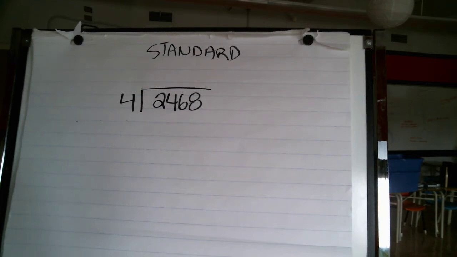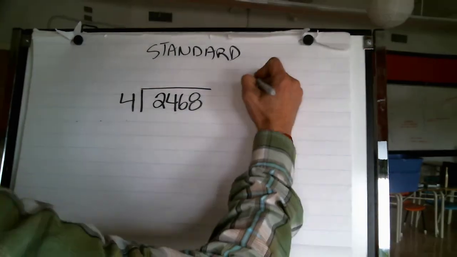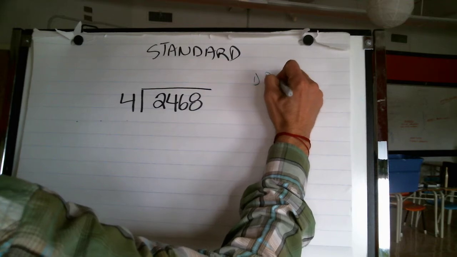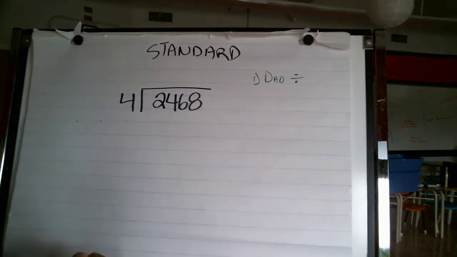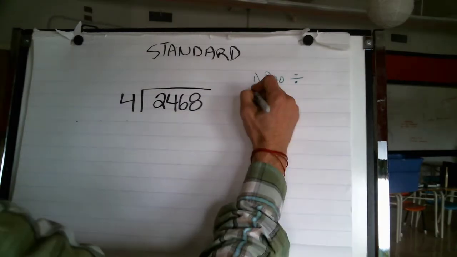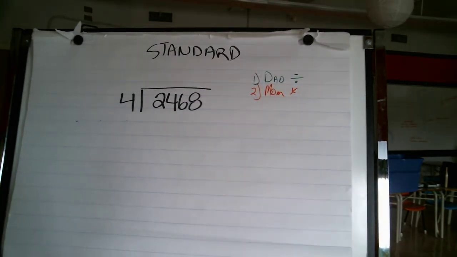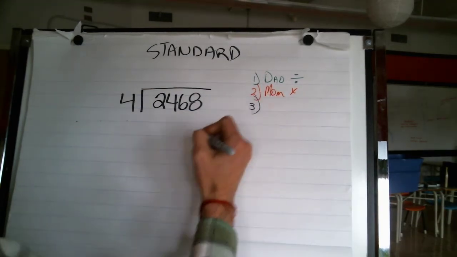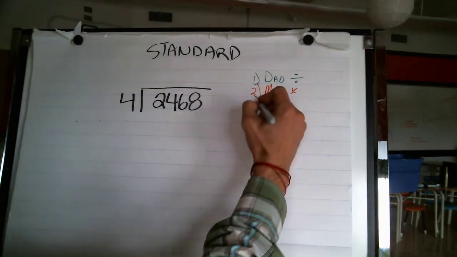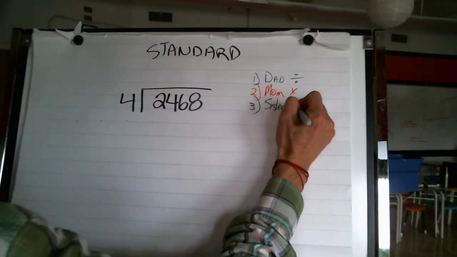Now, in this system, there are rules. It's like a formula. You have to follow it. First one is dad. Divide. Next one is, remember it? Mom. Multiply. Next thing, number 3, mom, dad, sister. Subtract.